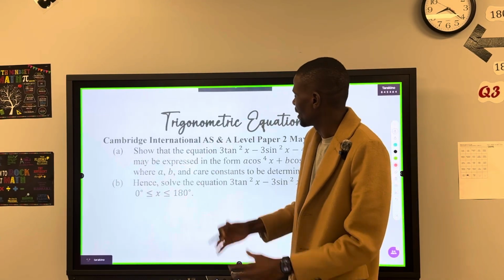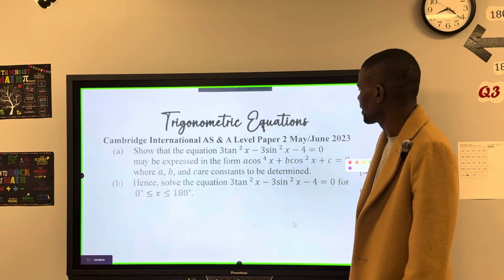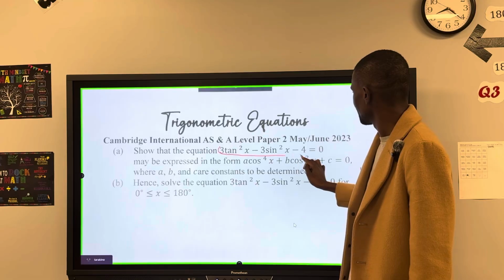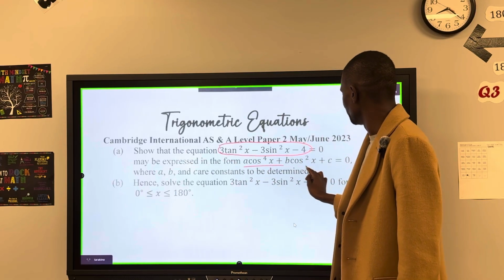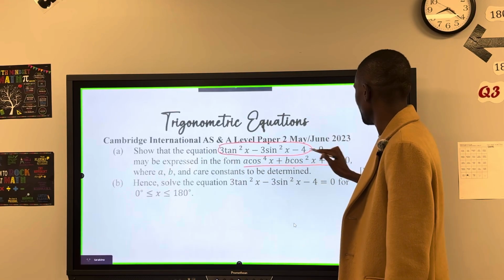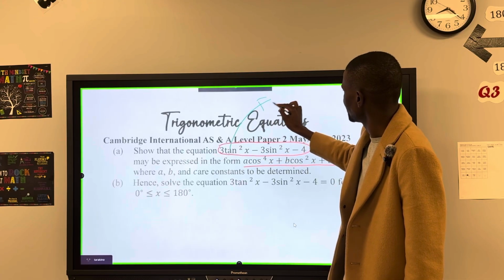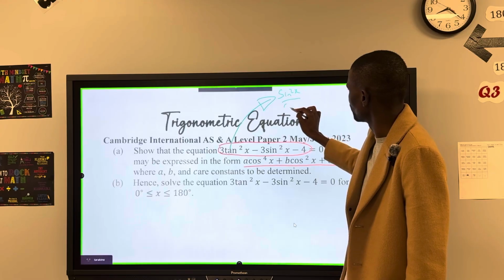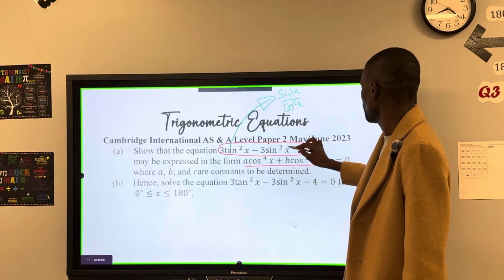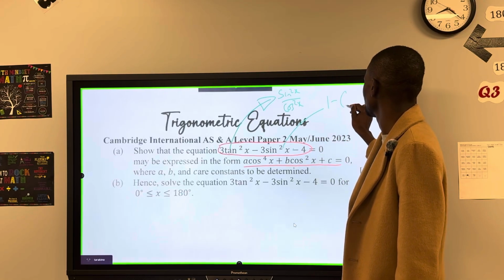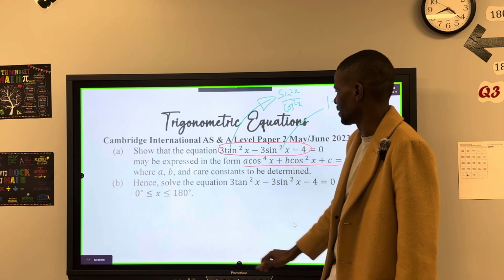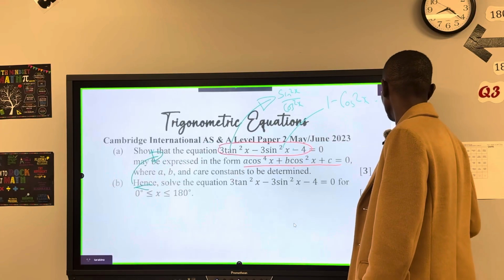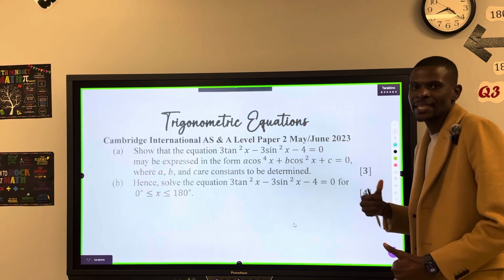Right, just to make a few annotations so that we understand our question, guys. We want to rewrite this into that form, meaning we have to think about the identities to use. For tan squared, we are going to use sine squared x over cos squared x. Then for sine squared, we're going to use 1 minus cos squared x. Then part B, hence, means we'll use the above result. Okay, guys, let's get the ball rolling.